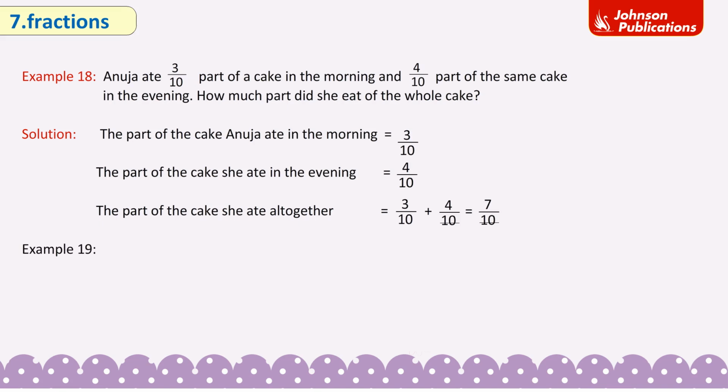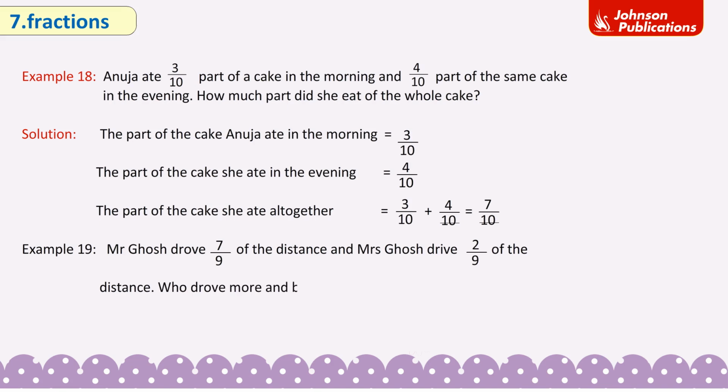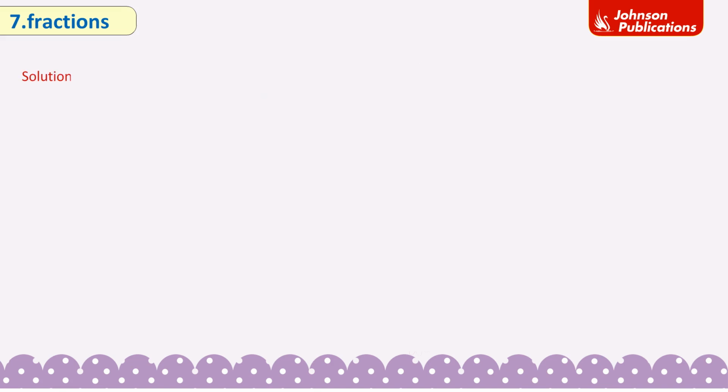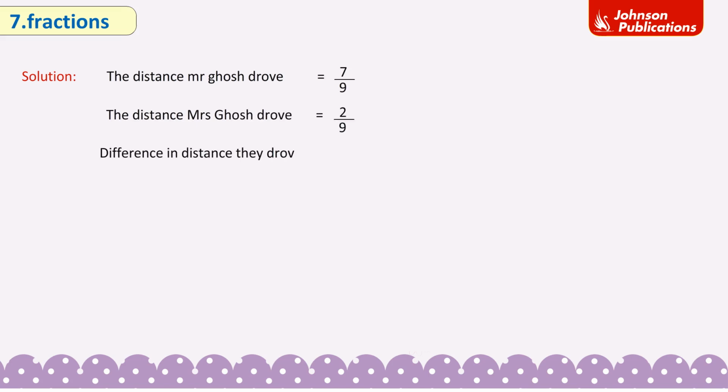Example 19. Mr. Ghosh drove 7 by 9 of the distance and Mrs. Ghosh drove 2 by 9 of the distance. Who drove more and by how much? Solution. The distance Mr. Ghosh drove is equal to 7 by 9. The distance Mrs. Ghosh drove is equal to 2 by 9. Difference in distance they drove is equal to 7 by 9 minus 2 by 9, which is 7 minus 2 by 9, equal to 5 by 9.